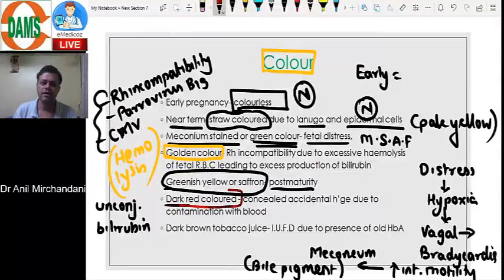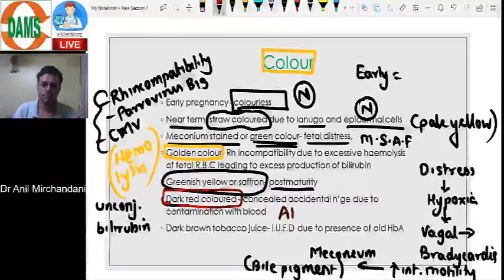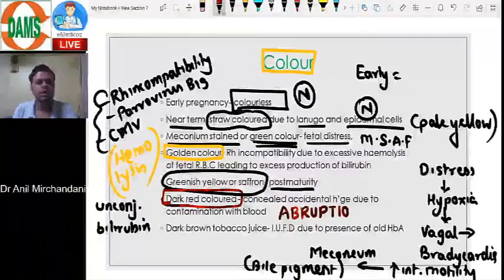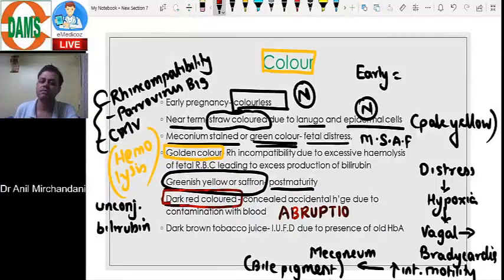Then comes dark red amniotic fluid. Dark red amniotic fluid is seen in abruptio placenta. Accidental hemorrhage. Imagine a trauma to the abdomen, and that would lead to placental separation, and the blood will get accumulated. That would be dark red in color. It is seen in abruptio placenta.